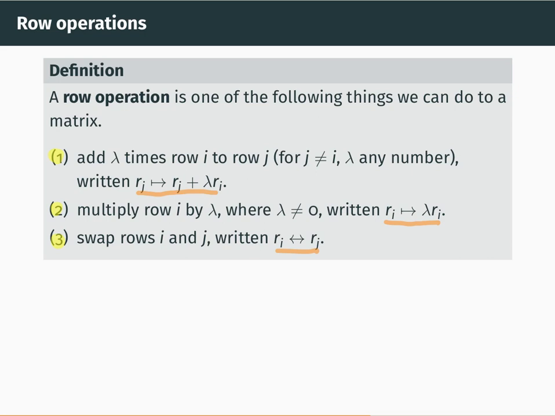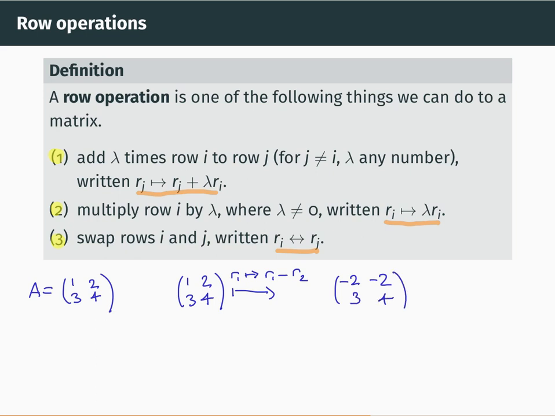Let's briefly look at some examples of row operations then. So we will take A to be the matrix 1, 2, 3, 4. If we were to do the following row operation, where R1 goes to R1 minus R2, then what we will get is, well, I subtract row 2 from row 1, so I get minus 2 in the top left, that's 1 minus 3, and I get minus 2 again in the top right, that's 2 minus 4, and I don't change the second row.